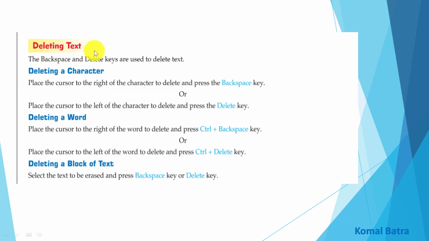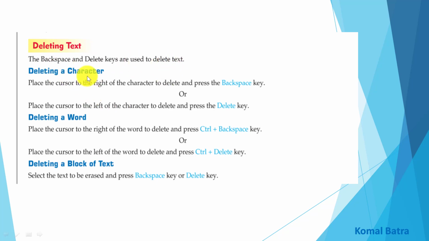How to delete the text? If you want to delete the characters on the left side of the cursor, then you have to press the backspace key. The characters on the left side will be deleted. And if you want to remove the character on the right side, then you have to press the delete key. The backspace and delete keys are both used to delete the text.